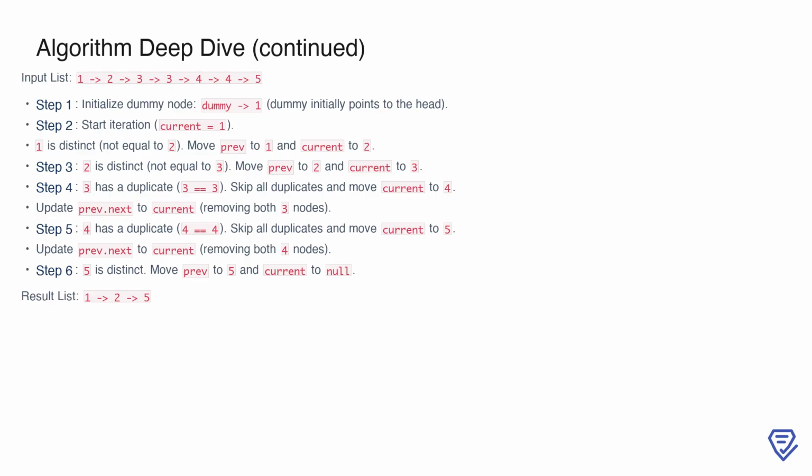removing the duplicates. The same process occurs for the value 4, which also has duplicates. We skip all nodes with the value 4 and move current to 5, updating previous.next to point to 5. Finally, 5 is distinct, so we move previous to 5 and current to null, marking the end of the traversal. The resulting list is 1-2-5, containing only the distinct values.